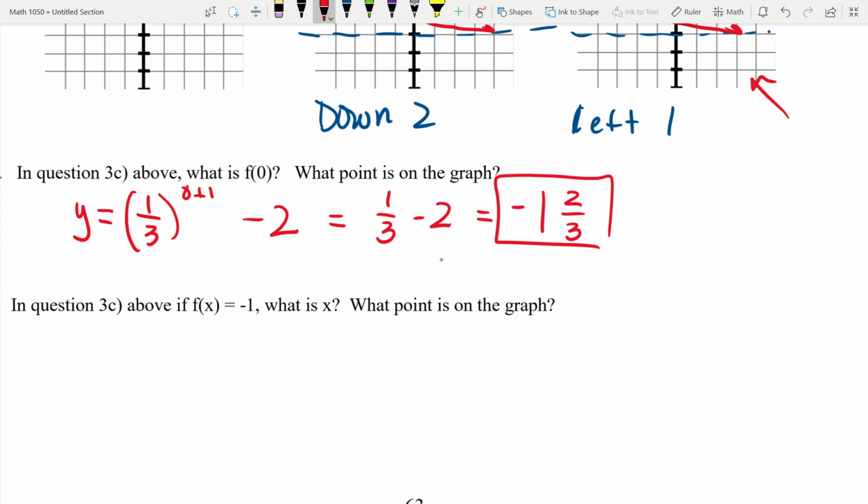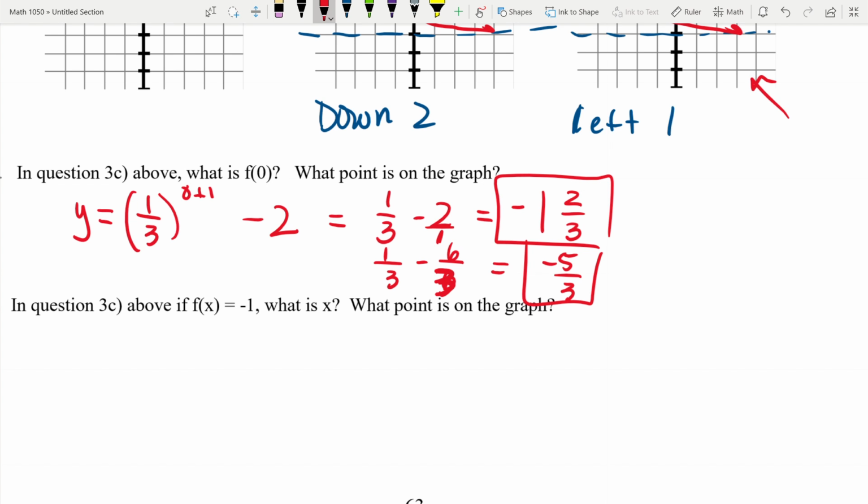You can also get a common denominator of 3. Look right here. So it's going to be 1/3. This guy right here is 1 times 3 is 3, so 2 times 3 is 6. 1 minus 6 is -5/3. Same answer. However you want to do it.